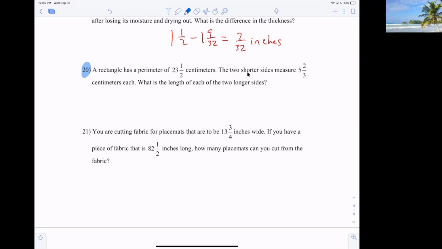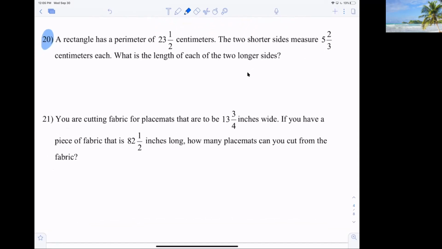10 more seconds. Right, I think I got it. All right, here we go. Read it to me one more time. A rectangle has a perimeter of 23 and 1/2 centimeters. The two shorter sides measure 5 and 2/3 centimeters. Okay, so the first thing I need to do is draw what? The rectangle. Yeah, I'm going to draw a rectangle, and I'm going to put 5 and 2/3 here, 5 and 2/3 here.